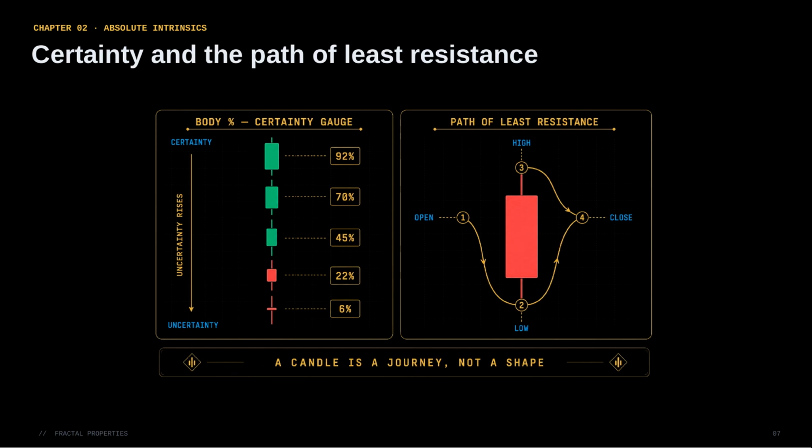Second, and this changes how you see every candle, candles are formed through the path of least resistance, open to the nearest extreme, to the opposite extreme, to the close. If the open is nearer to the low, price likely swept the low first before traveling to the high. A candle isn't a shape, it's a journey, and the shape is just the journey's footprint. Always interpret the 6 properties in context of one another, never in isolation.